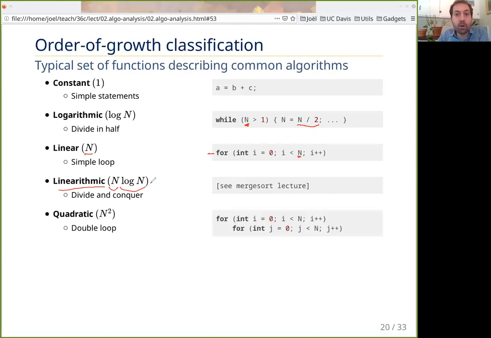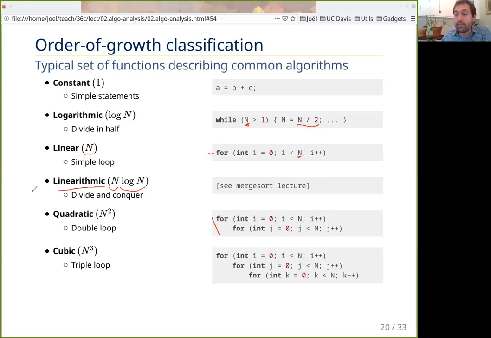Next, we have quadratic, n squared. That's typically when you have a certain collection and you apply 2 for loops in a row. So if you had a collection of 8 elements, you have an outer loop that goes from 0 to 7 and an inner loop that goes from 0 to 7, and in total, you're going to make 64 iterations. So 8 times 8.